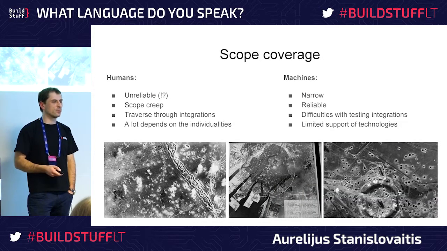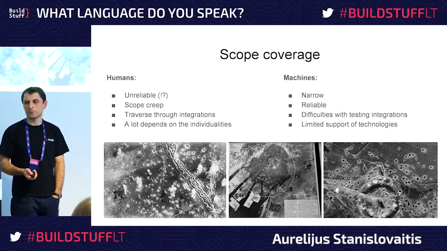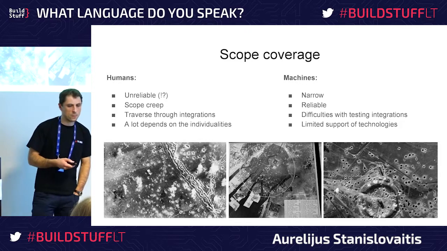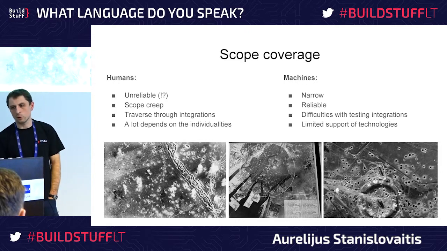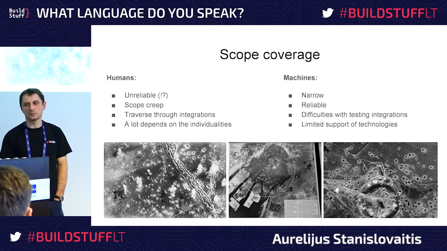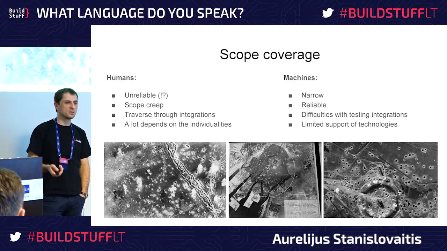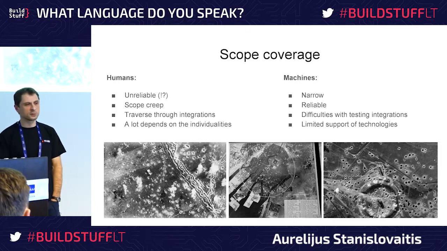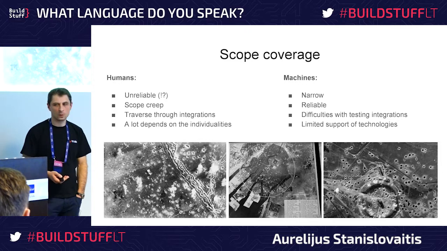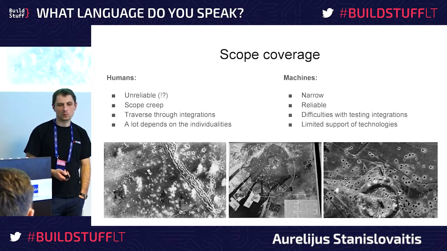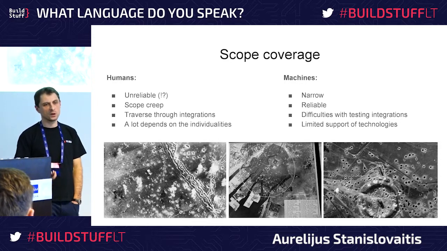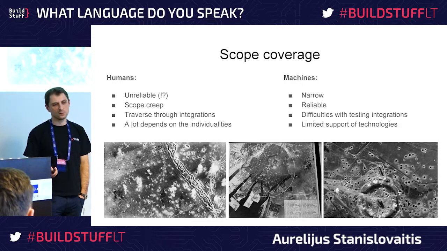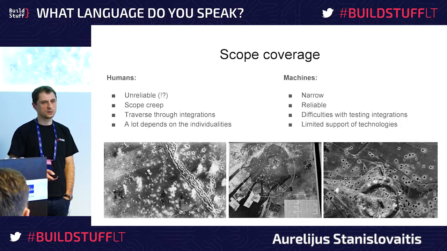Now, very briefly, very quickly, three slides of kind of obvious information. When talking about automated and manual testing and comparing scope coverage of those two, humans are unreliable. Scope creep is very likely, but they can also traverse through integrations. And one additional drawback is that a lot still depends on individualities. One tester doesn't equal another tester. Skill set level differs, approaches differ.